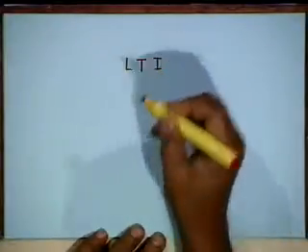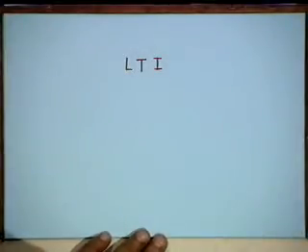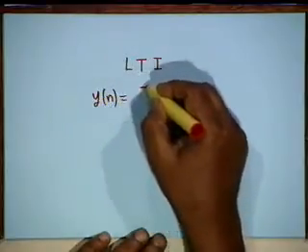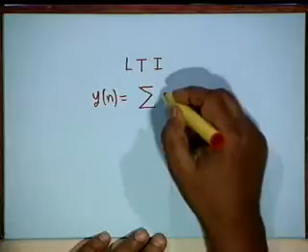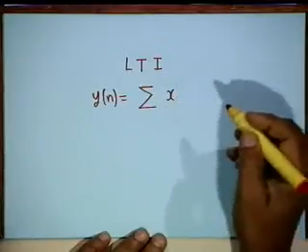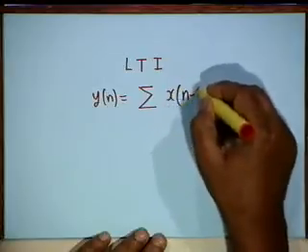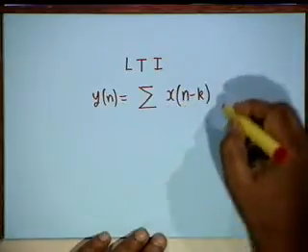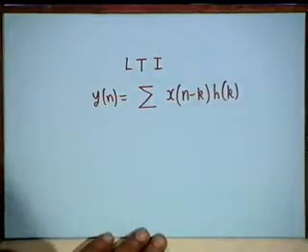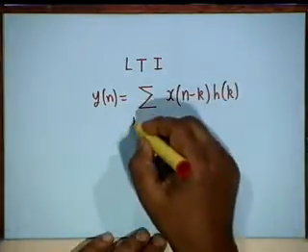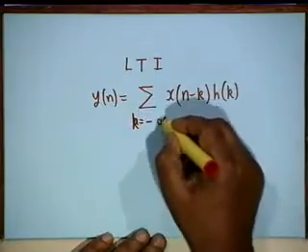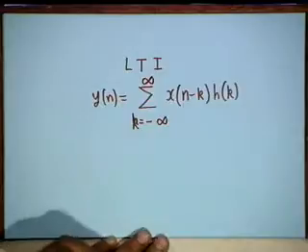So, we try to find out the response to an exponential signal, and for that we specialize our system to LTI, linear time invariant system, for which you know that the output is given by the convolution of the input and the impulse response, x of n minus k multiplied by h of k. I should have written it the other way around, but it does not matter. k goes from minus infinity to plus infinity.